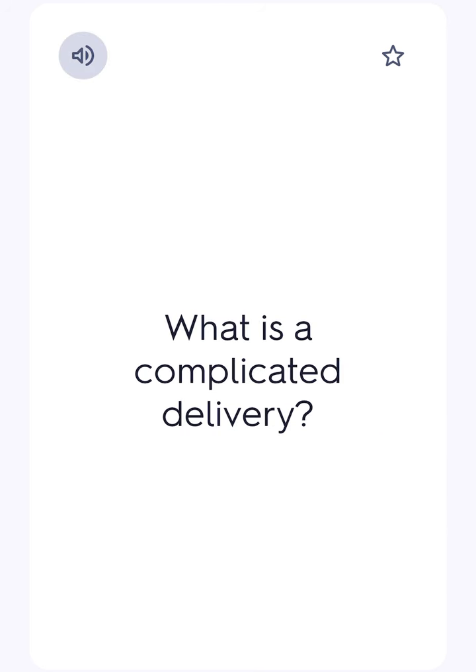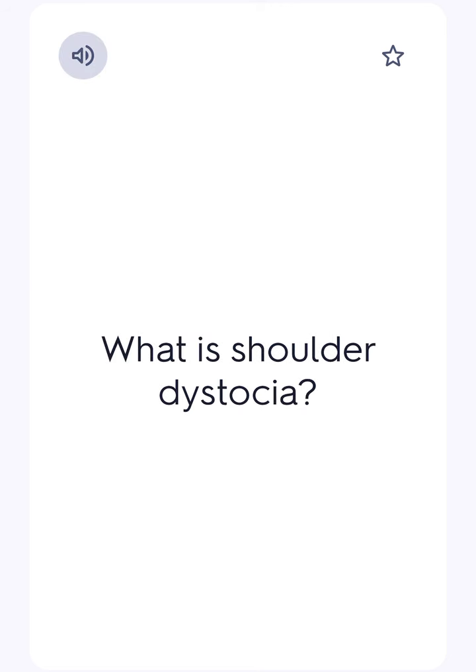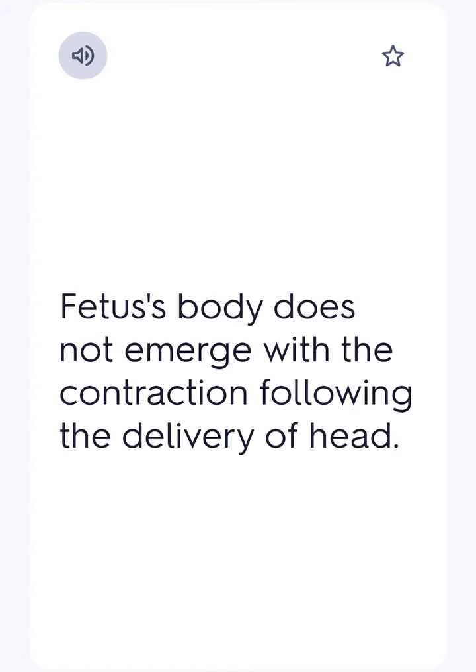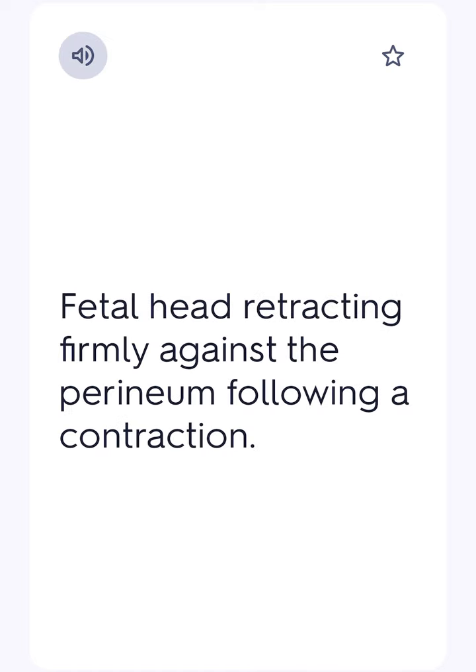What is a complicated delivery? Shoulder dystocia, an inability of the fetal shoulders to deliver spontaneously. What is shoulder dystocia? Fetus's body does not emerge with a contraction following the delivery of the head. What is a turtle sign? Fetal head retracting firmly against the perineum following a contraction.